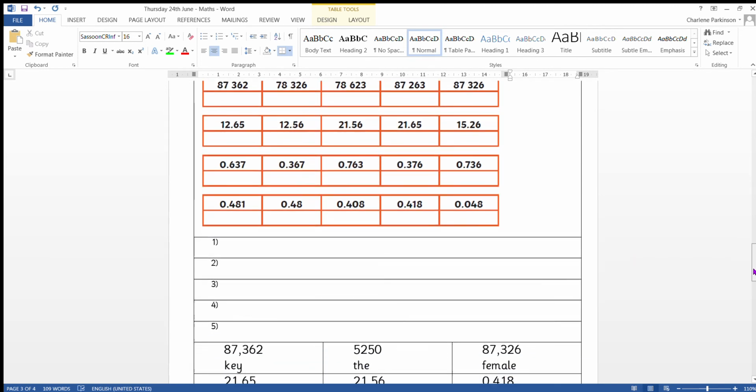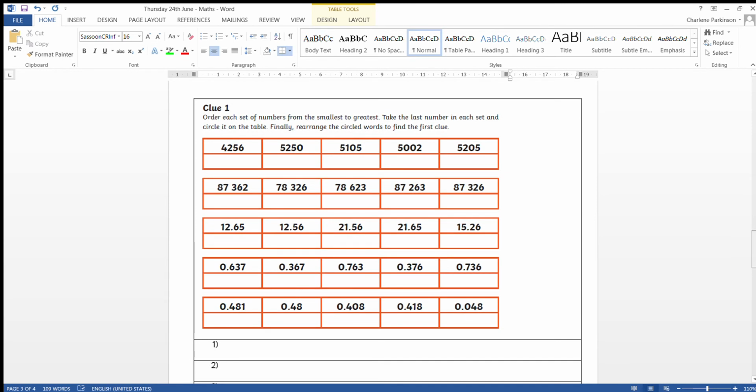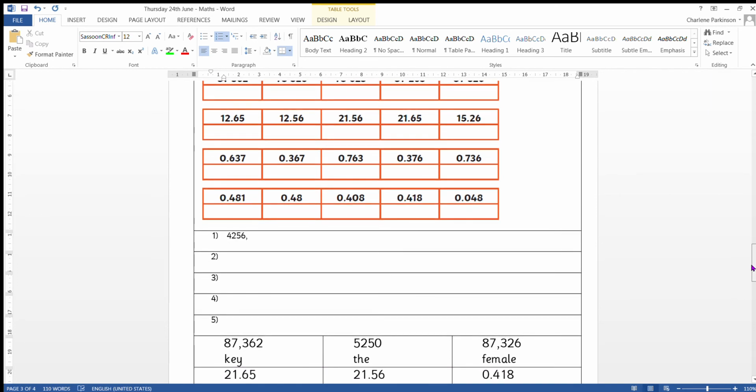So, I've given you room here where you can type out your numbers. So, if you want to be typing them out, you could say, right, okay, my smallest one is going to be 4,256. And then the next one and the next one. So you can type them out there if you want to do your working out on the Word document. Or you can do it paper form, it's absolutely fine. You can do a mixture if you want.